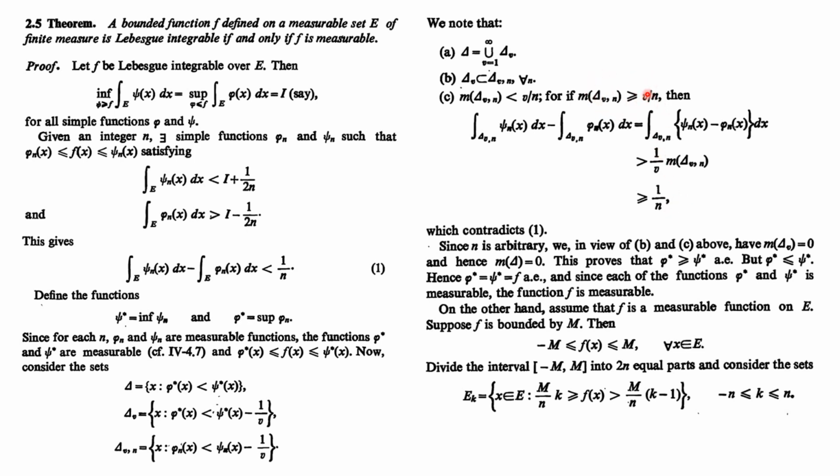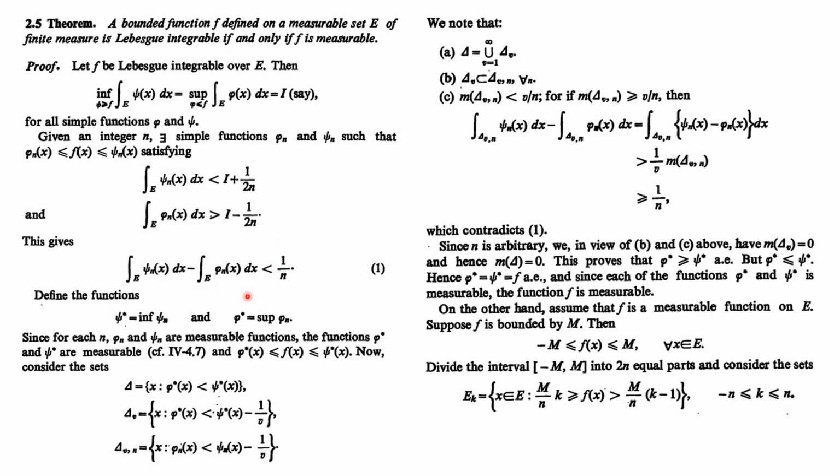1 by n. Why is it 1 by n? Now you substitute the value of the measure of delta nu n, which is greater than or equal to nu by n, which is our assumption. So substitute over here, our nu will be cancelled. We will get this is greater than or equal to 1 by n. But this contradicts the inequality 1.